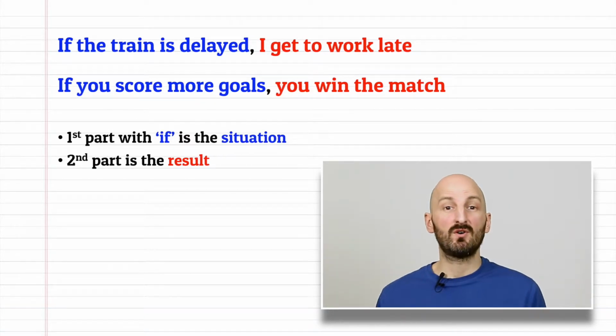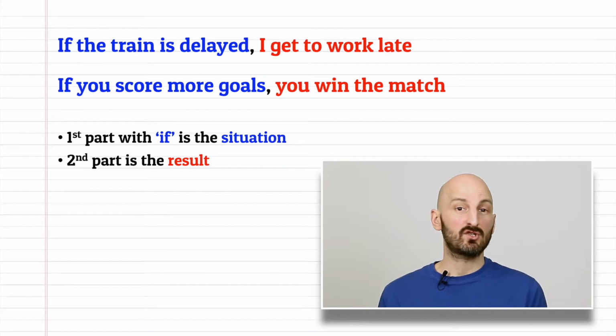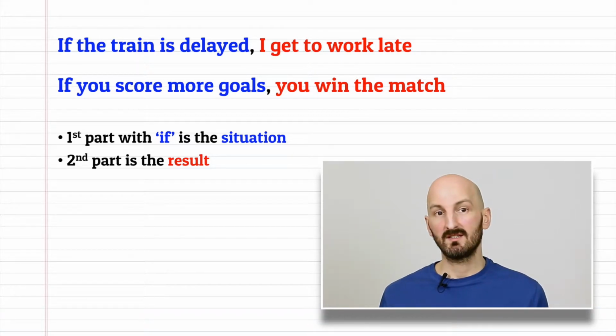Some other examples of factual conditionals are if the train is delayed, I get to work late, and if you score more goals, you win the match. Remember, this form describes facts that are always true. When we want to talk about a possible result for a specific action, we use a different form. Let's look at the future if.